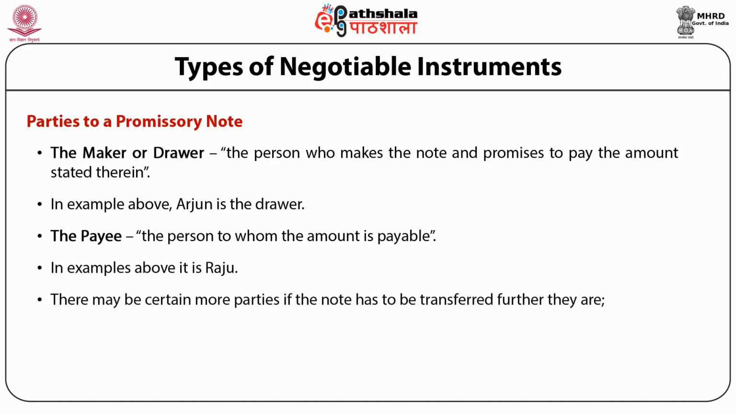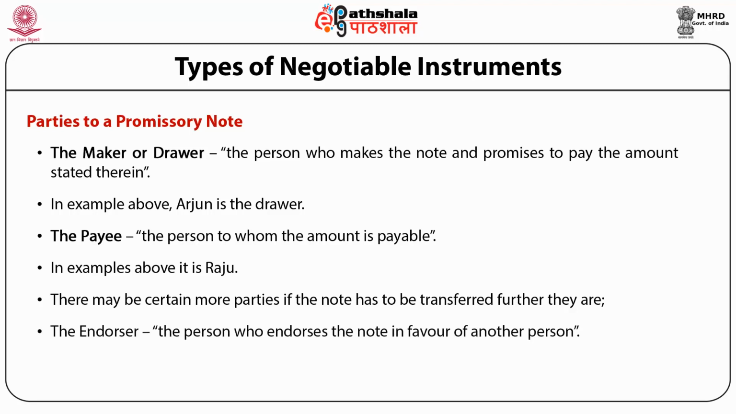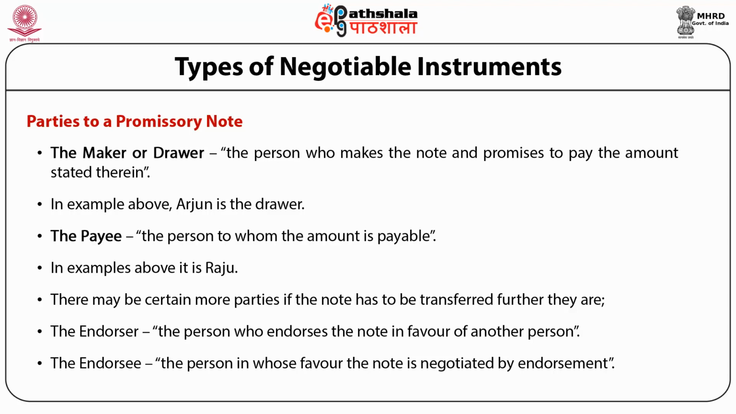There may be certain more parties if the note has to be transferred further. The first is the endorser, the person who endorses the note in favor of another person. Then the endorsee, the person in whose favor the note is negotiated by endorsement.